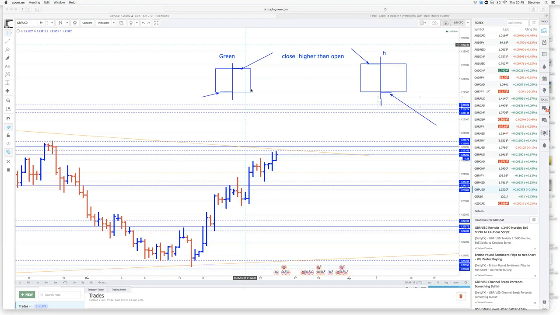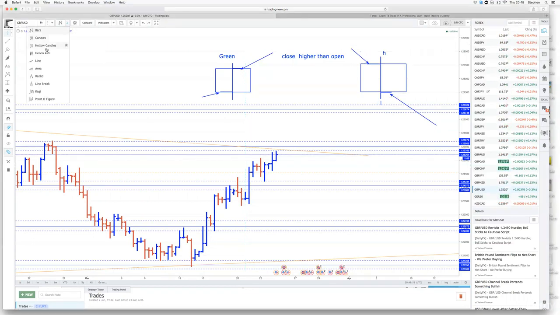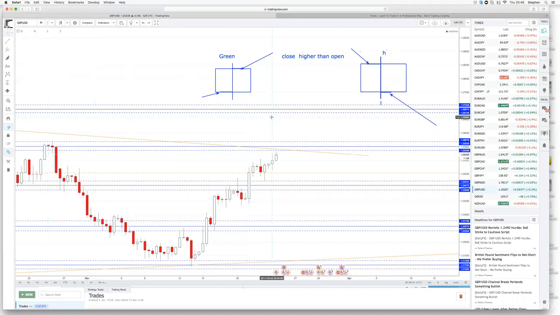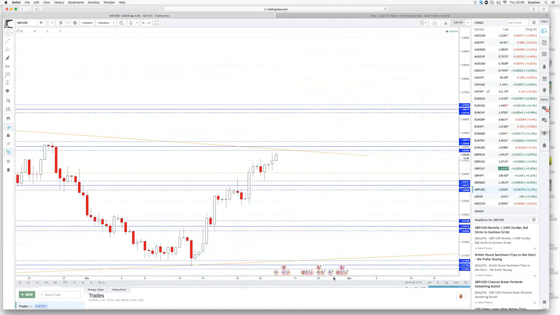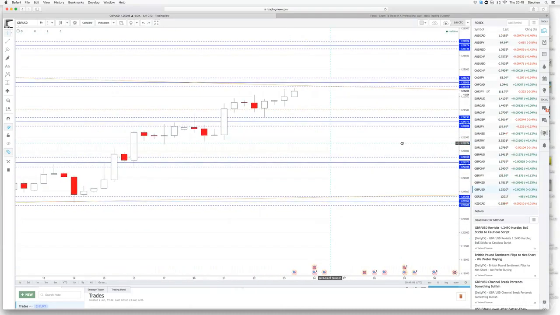Like I say, we will cover Renkos, Heikin-Ashis, point and figure, all the different variations of candles. But at the moment, the only two important ones you need to know are either a bar or a Japanese candlestick. So I'm just going to default this chart back to Japanese candlesticks. There you are. I've got white for bullish, red for bearish. I'm just going to zoom in on this chart and show you exactly what the candles are.